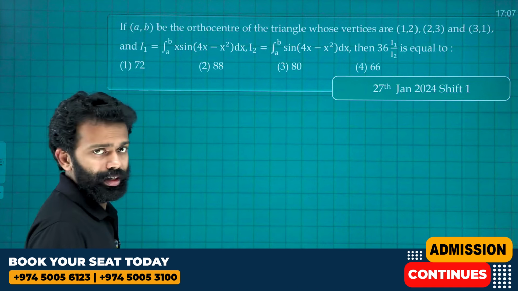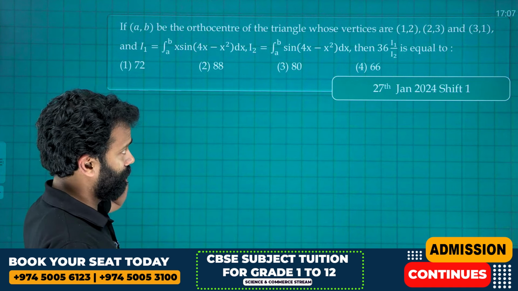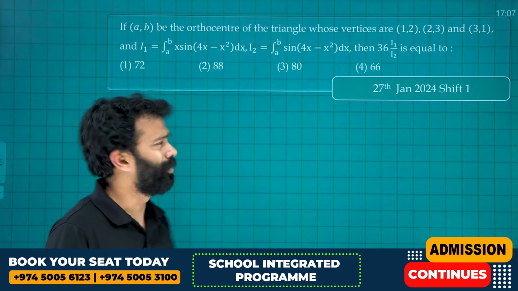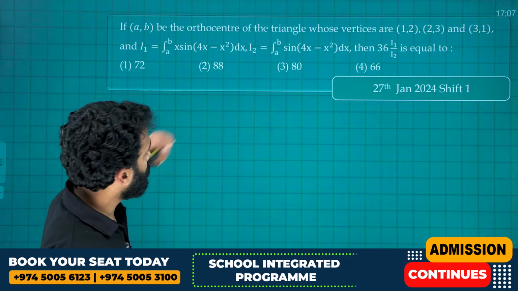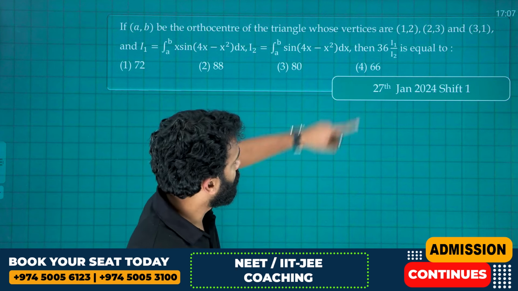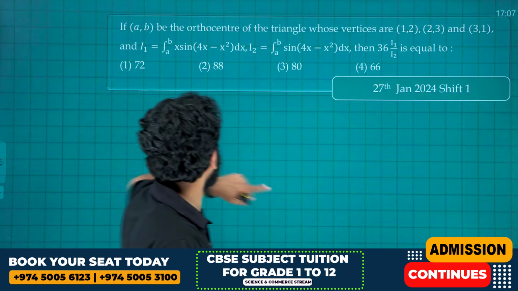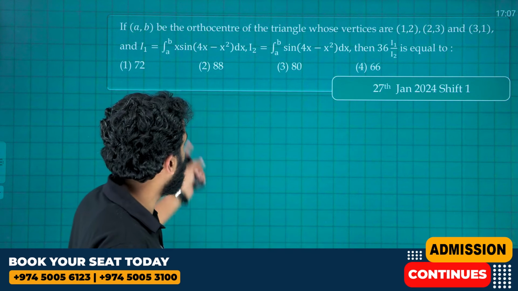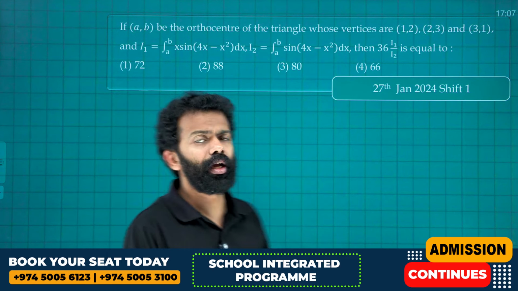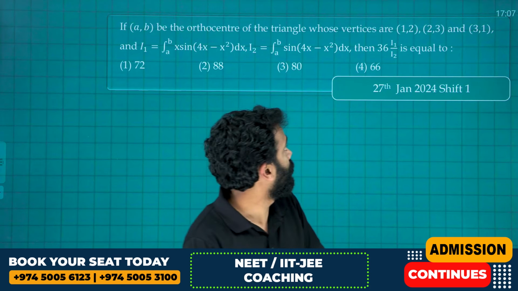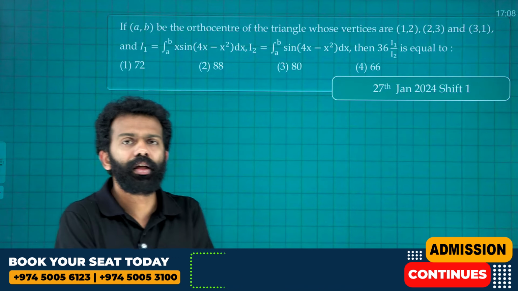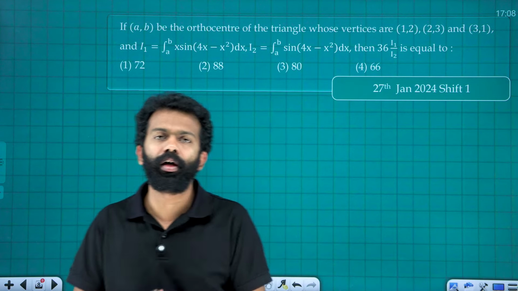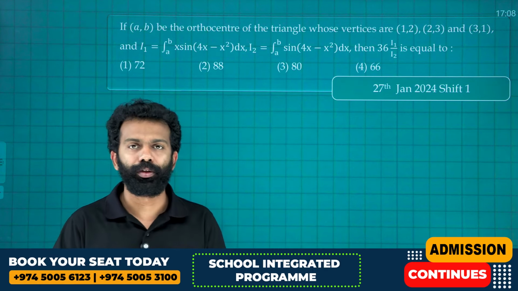Yeah, a slightly not typical one, but they have combined the questions of conics and integration. Okay, but an easy one. Let (A, B) be the orthocenter of the triangle with vertices (1, 2), (2, 3) and (3, 1). And I1 is equal to the integral from A to B of x sine of (4x minus x square) dx, and I2 is equal to the integral from A to B of sine of (4x minus x square) dx. Then you need to find the value of 36 into I1 by I2.